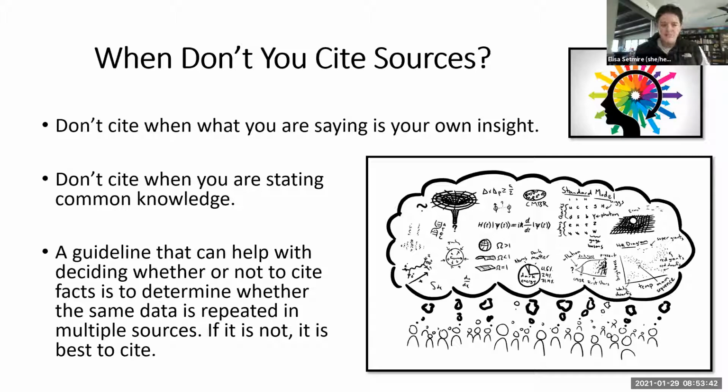And a guideline that can be helpful in deciding whether or not to cite your facts is to determine whether or not the same data is repeated in multiple sources. If it's not, then it's best to cite. In general, I think it's better to cite something and you ended up not needing to than to not cite it and have it be viewed as plagiarism later. So I think it's better to over-cite your sources rather than under-citing them.